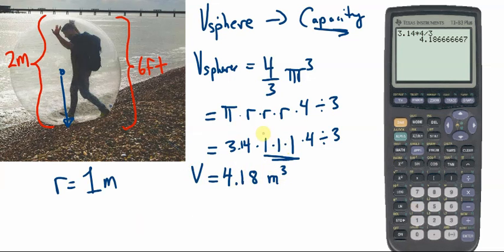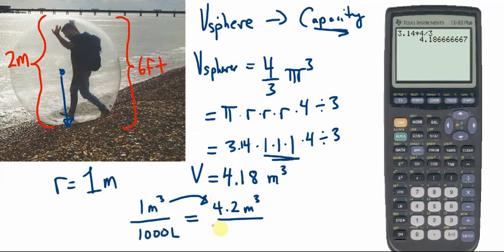Because this is a meter, there's the meters cubed, and from a previous video lesson, or you can just Google it, 1 meter cubed has 1,000 liters. If we round to 4.2 meters cubed, how do you go from 1 to 4.2? Times 4.2. So we take 1,000 times 4.2, which gives us 4,200 liters.